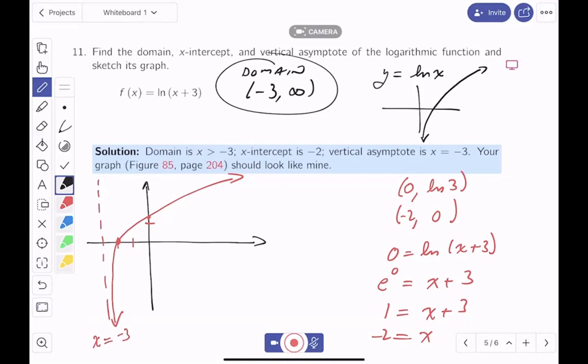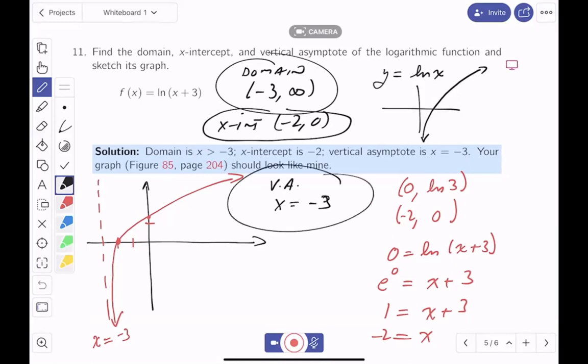X-intercept. Oh, I think I did that right. X-intercept, write down for you. We just did it. It is going to be minus 2, 0. Again, we'll look at the key later. Vertical asymptote. When I did that, the vertical asymptote is x equals minus 3. All right, we'll look at the key later.